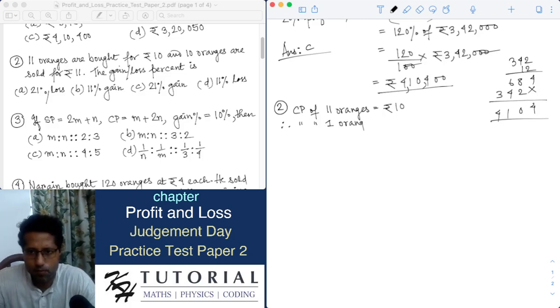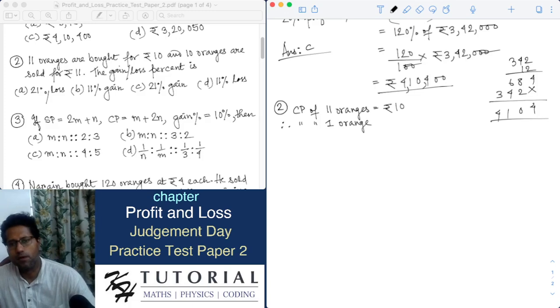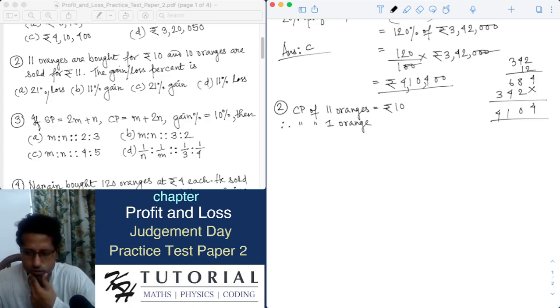For this kind of problem, it is recommended that you find the cost price and the selling price of one unit of the article or commodity or whatever is being sold or bought. So we will find the cost price of one orange and the selling price of one orange, and then we will decide the gain or loss based on the selling price and the cost price of one orange.